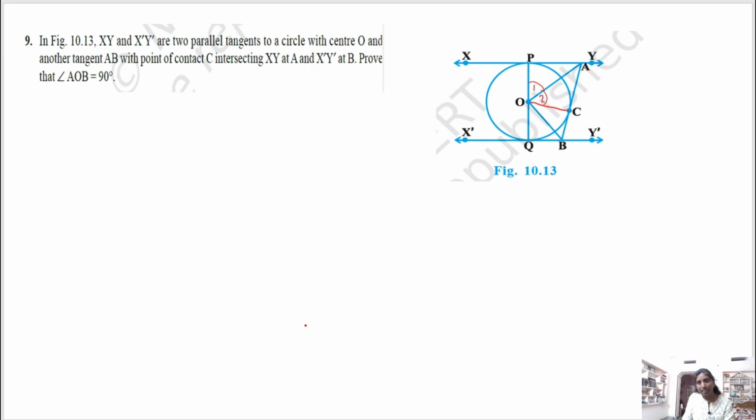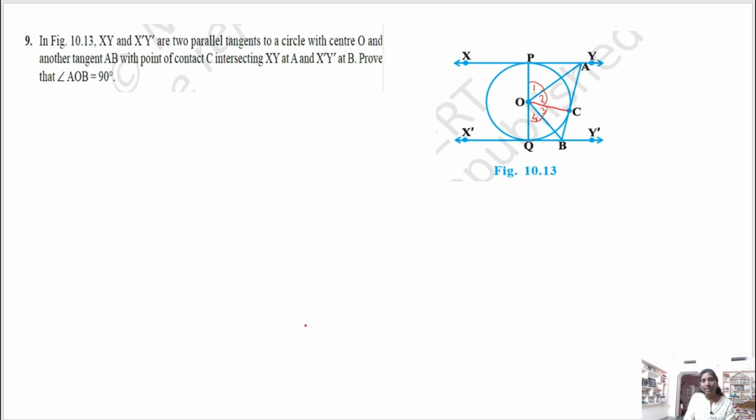This is angle number 2. Let us name it angle number 3 and let us name it angle number 4. Okay, you can see here clearly that angle 1 plus angle 2 plus angle 3 plus angle 4 is equal to 180. Isn't it?